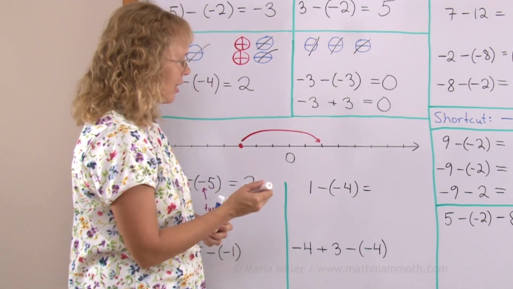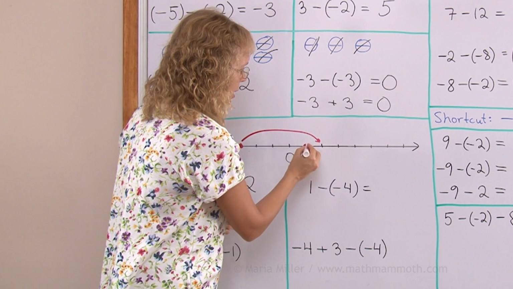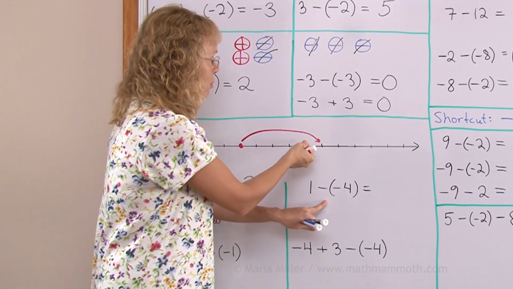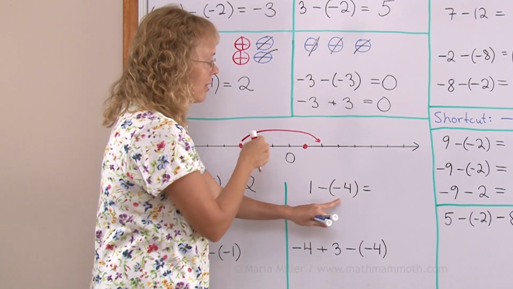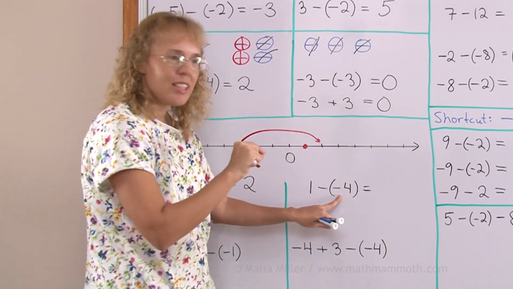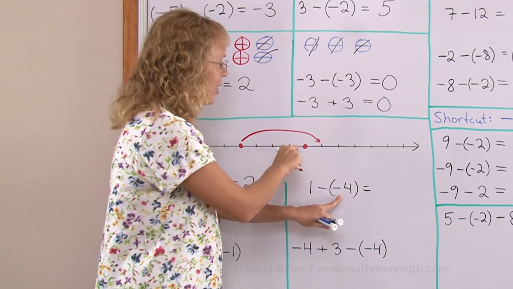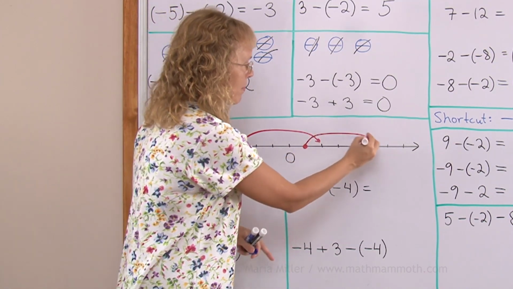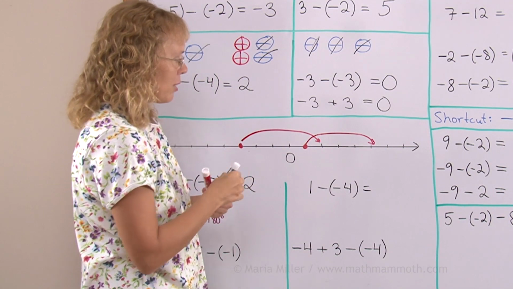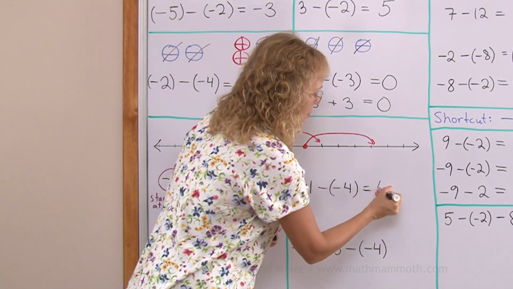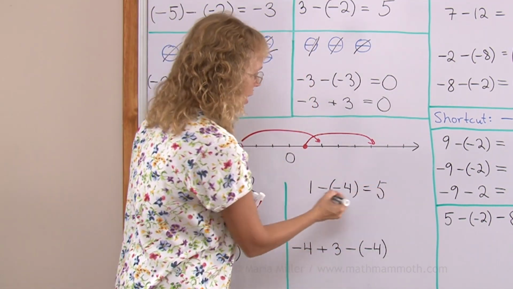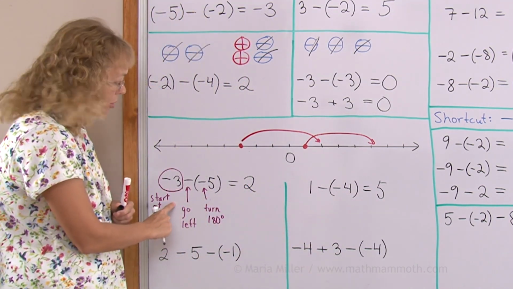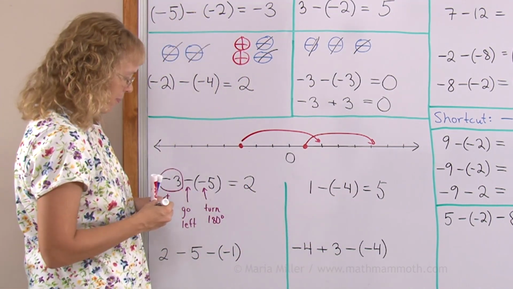Let's say we start at 1. Here's 1. And it says 1 minus, and that normally means that you would go that way. But this other minus makes you turn 180 degrees. Turn about totally, so that you face that direction now and go 4 steps that way. Okay, and so you end at 5. Again, it is like 1 plus 4. Or here it was like minus 3 plus 5.